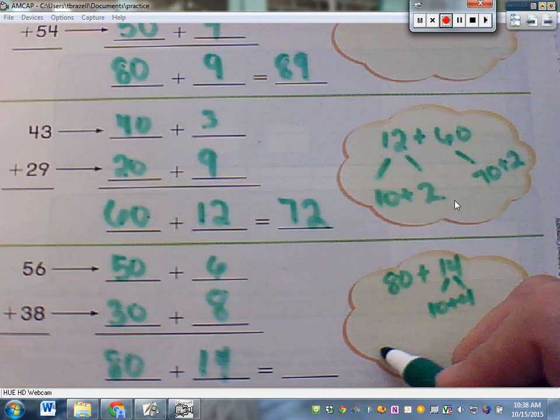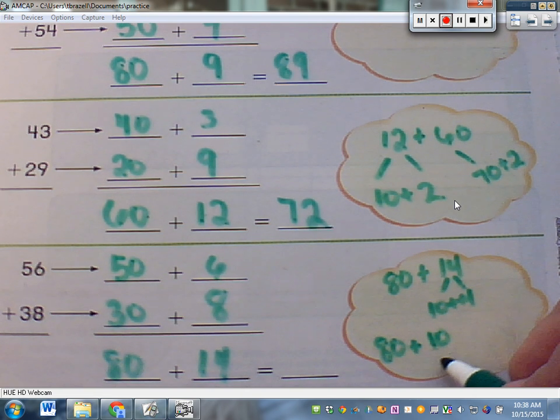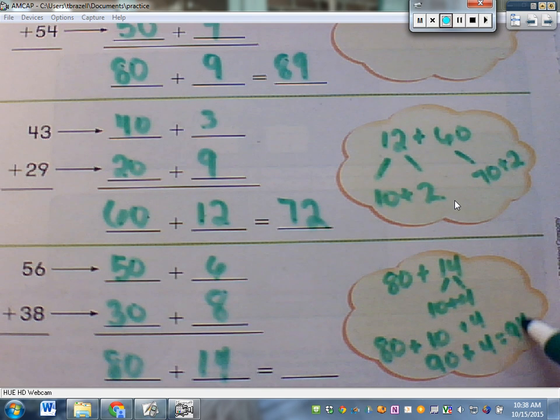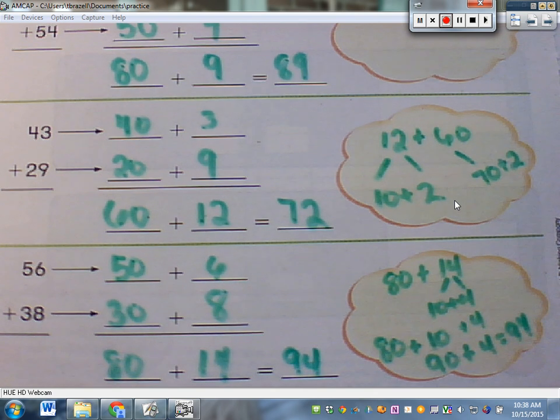Okay, so that leaves us with 80 plus 10, which is 90, and we have to bring down the 4, plus 4, which equals 94. And that's our final answer.